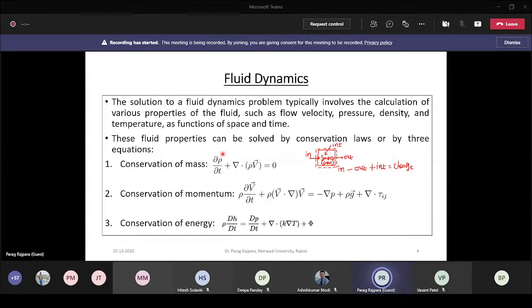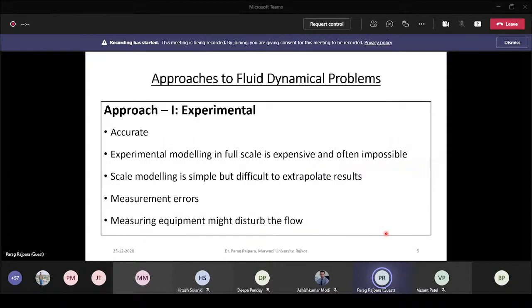Ultimately, these equations or mathematical statements are representing the physics of the problem, and all of fluid dynamics is based on this, right? So now we have understood what fluid dynamics is and what the fundamental principle of conservation is.